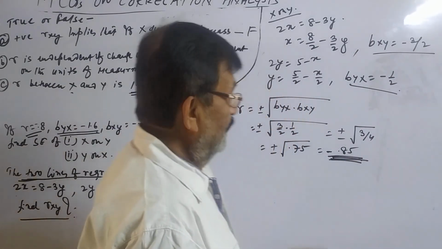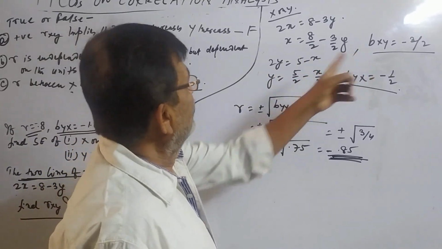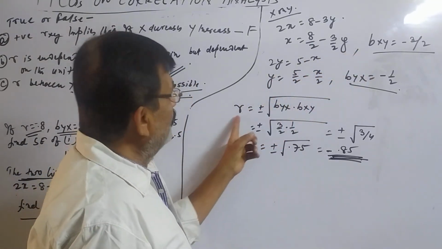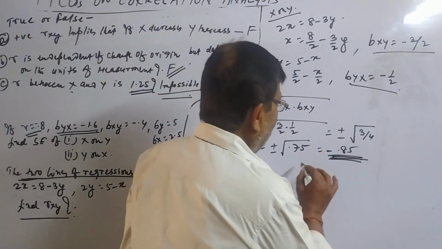In the previous class, I had told that the algebraic signs of both regression coefficients and r, the signs of these three are always identical. So if these two are negative, r has to be negative.